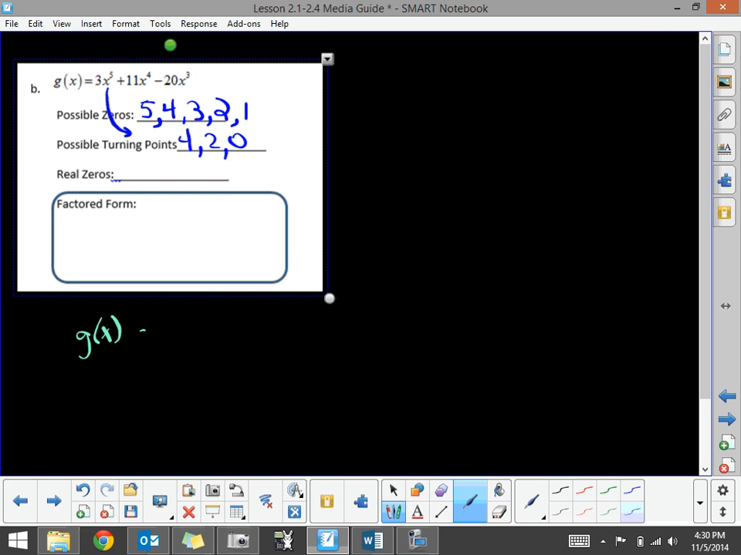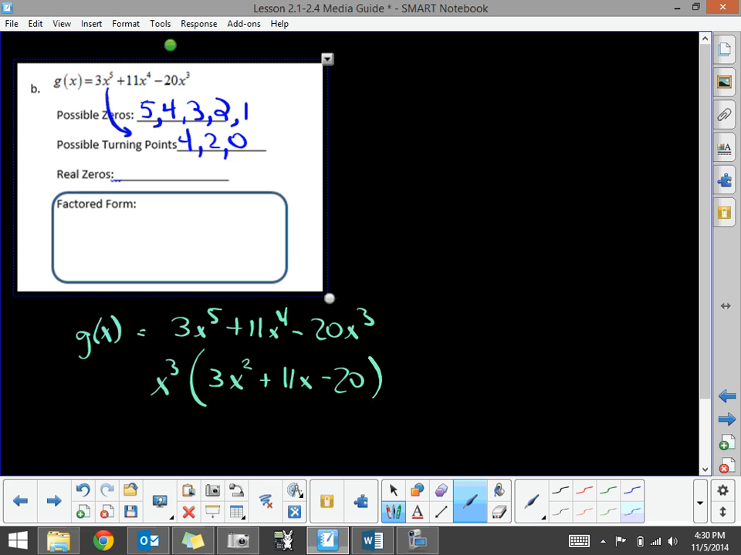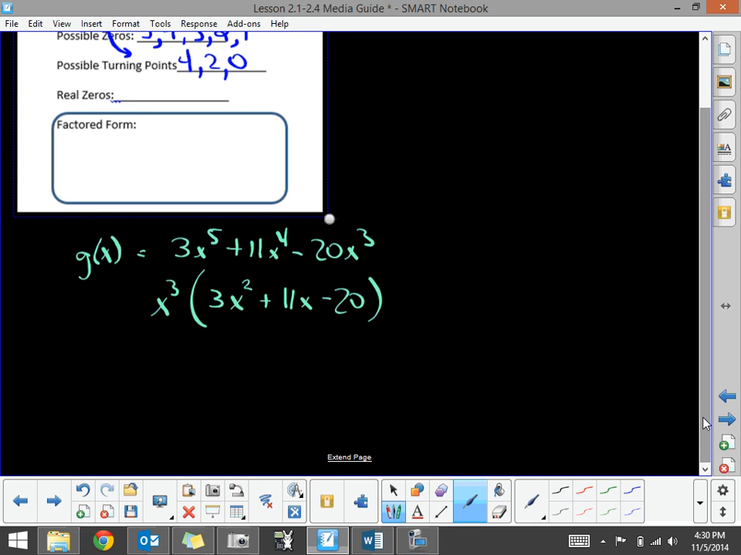g of x is equal to 3x to the 5th plus 11x to the 4th minus 20x cubed. The x cubed could be factored out of all of them, so 3x squared plus 11x minus 20. And then we should see if this 3x squared plus 11x minus 20 factors again, so there's a good chance that this will factor again.